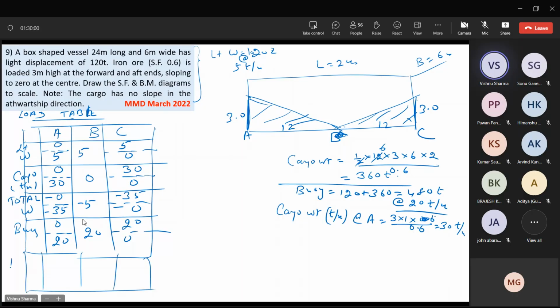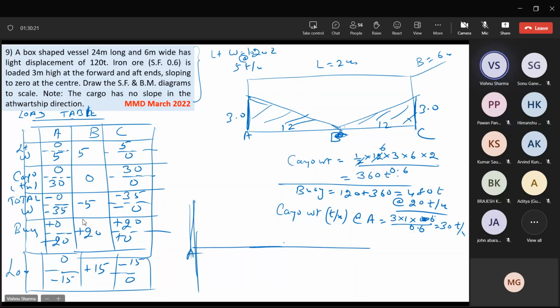That takes us to load beta. These two need to be divided. So this is plus, plus, plus, plus, plus: 0, minus 15, plus 15, minus 15, and 0. The load table, load diagram would be like this, beta. A, B, and C: plus 15, minus 15.